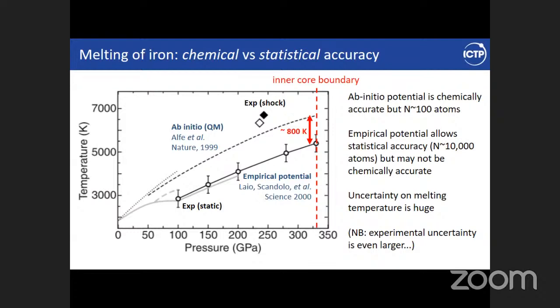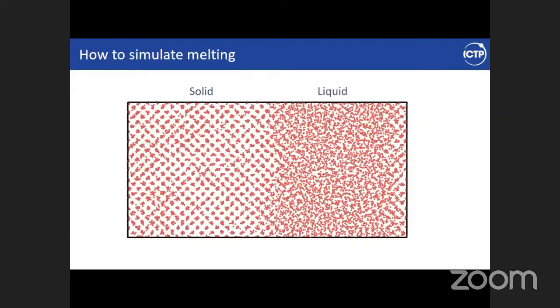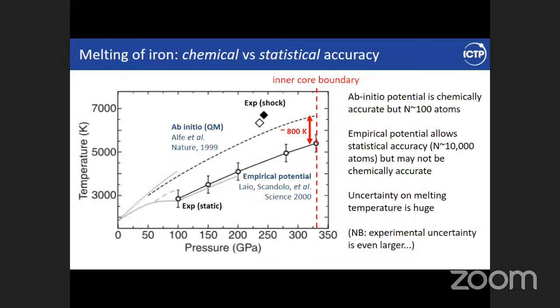So these are the early results, already 20 years ago, trying to calculate the melting temperature of iron at core conditions. This is the ab initio quantum mechanical result, the dashed line here. Those, of course, were done with a few hundred particles. So imagine running this simulation with 100 atoms. There's a lot of uncertainty. Statistics is definitely not converged. And so this is the result they got with ab initio molecular dynamics.